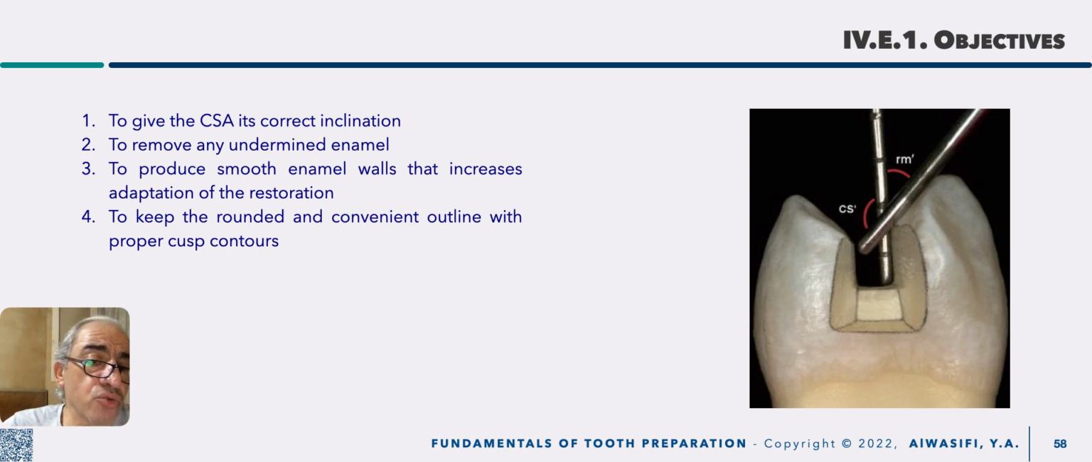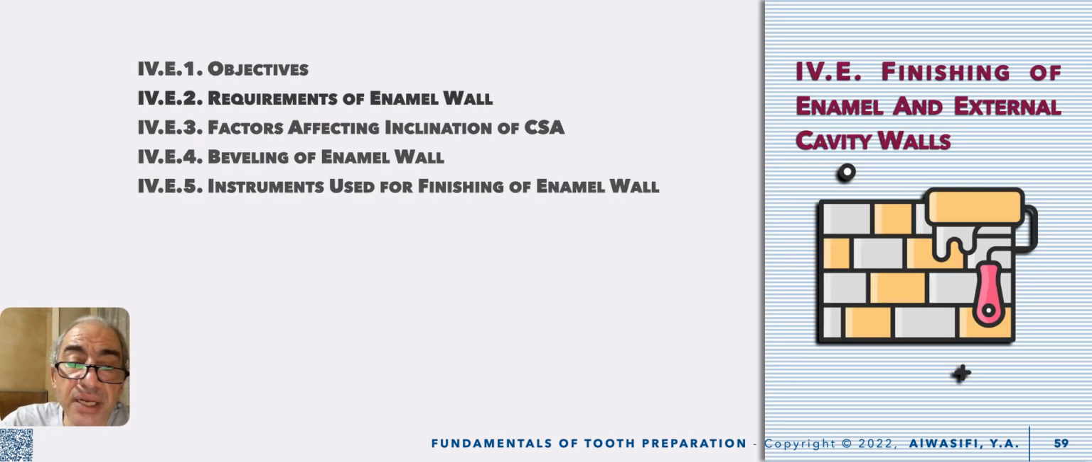Okay, just to give the correct cavo surface angle inclination, to remove any undermined enamel, to produce a smooth enamel wall, and keep the rounded convenience outline form, with proper cuspal contour without any sharp line angles.